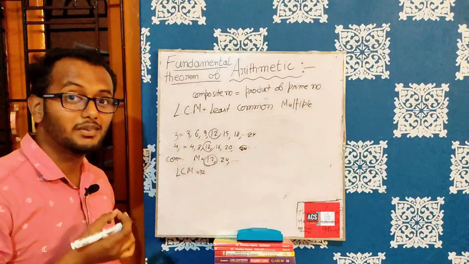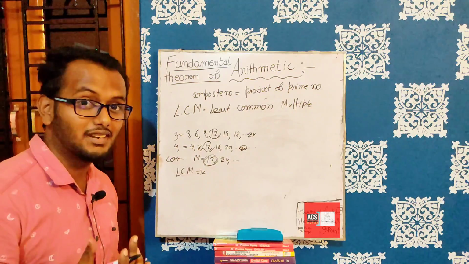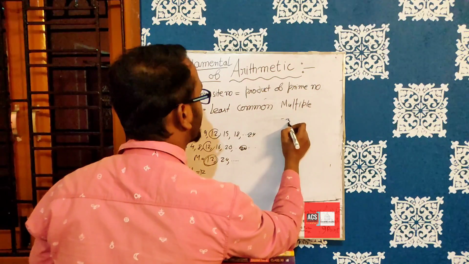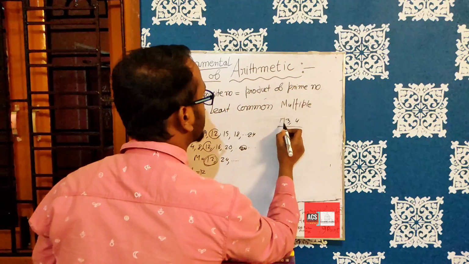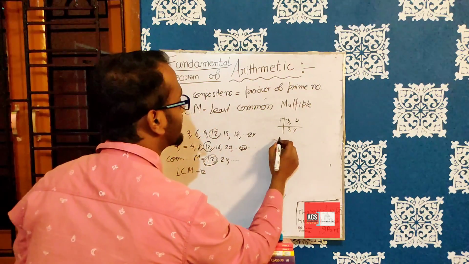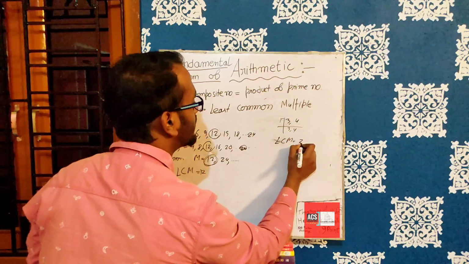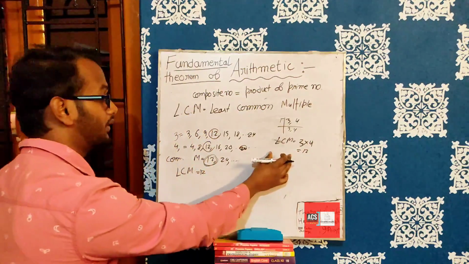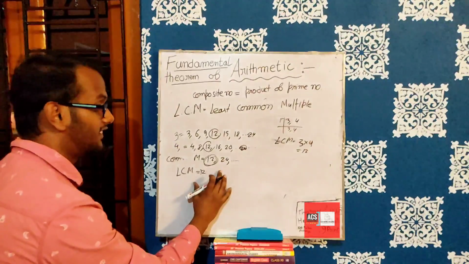We generally do this one in smaller classes, so do revise that one. We also do it like 3, 4, then simply multiply. LCM is equal to 3 into 4, that is 12. But this is not the actual way. The actual way of doing this one is this one.